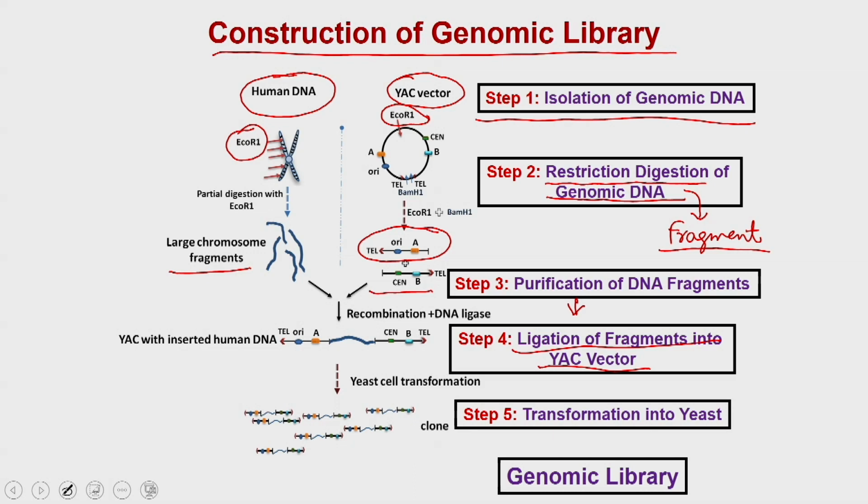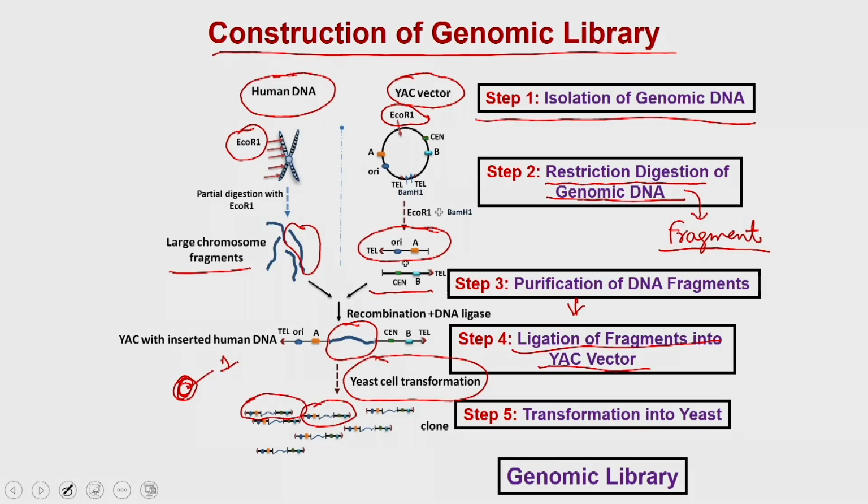All these fragments are going to get inserted into the vector, and then you will do the transformation. In the last step you do the transformation into the yeast cell, and different vectors are going to carry different genes. Ultimately you are going to get clones which contain a single gene or multiple genes, depending on the size of the fragment.